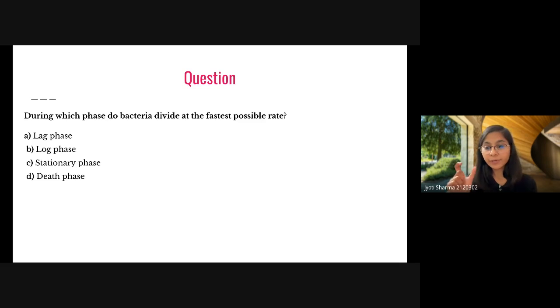What kind of phase am I talking about when bacteria divide at the fastest possible rate? Is anyone interested in giving me the answer for this? You just have to tell me the phase of bacteria when they divide at the fastest possible rate.